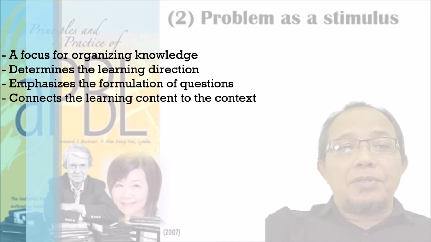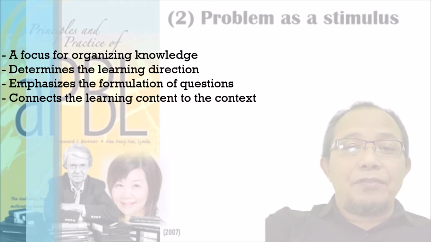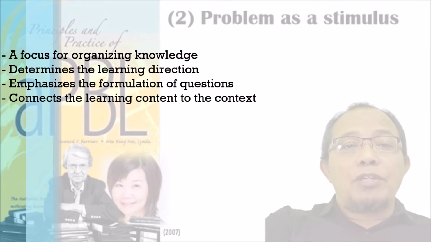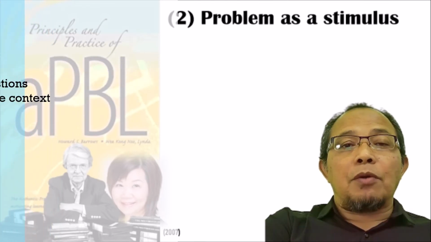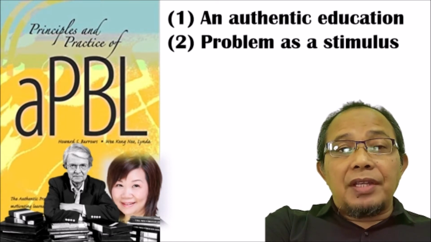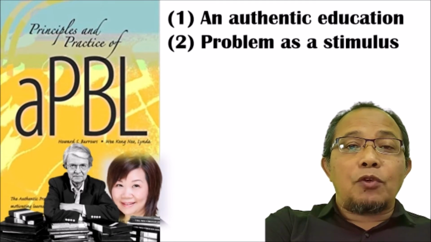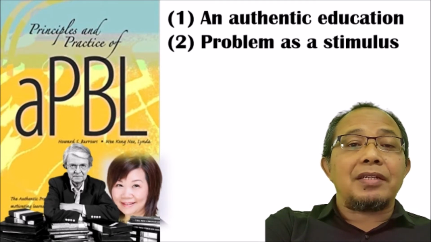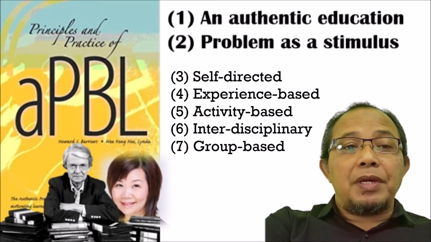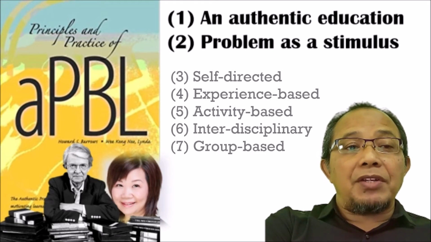As the basis for the learning process, the problem determines the direction of the learning process and emphasizes the formulation of a question rather than the answer. And this also allows the learning content to be related to the context, which promotes student motivation and comprehension. These two main characteristics are essentially the backbone of the PBL concept and could be the main guidelines for understanding other key characteristics of PBL, including three, self-directed, four, experience-based, five, activity-based, six, interdisciplinary, and seven, group-based.